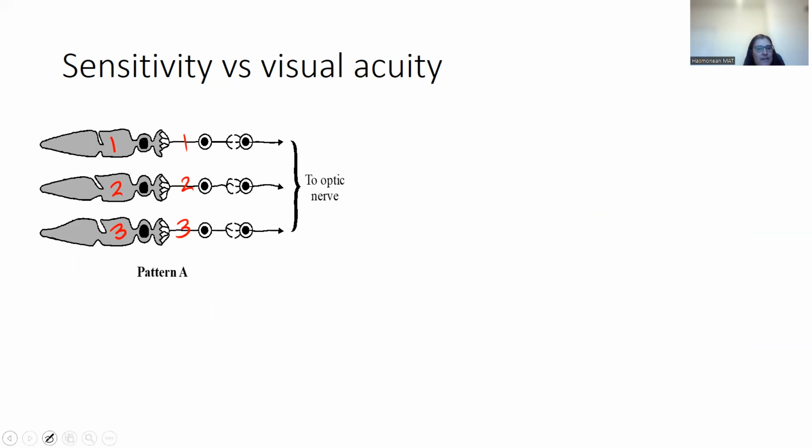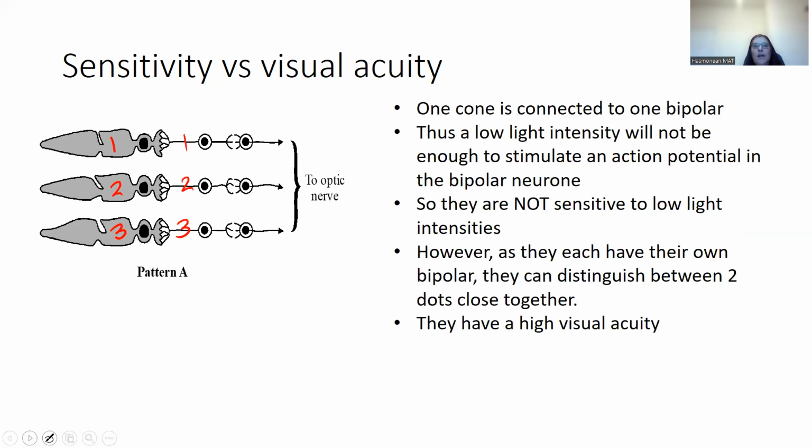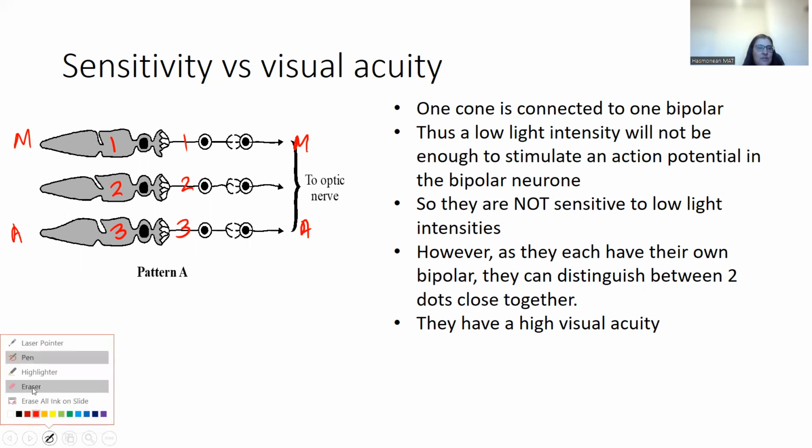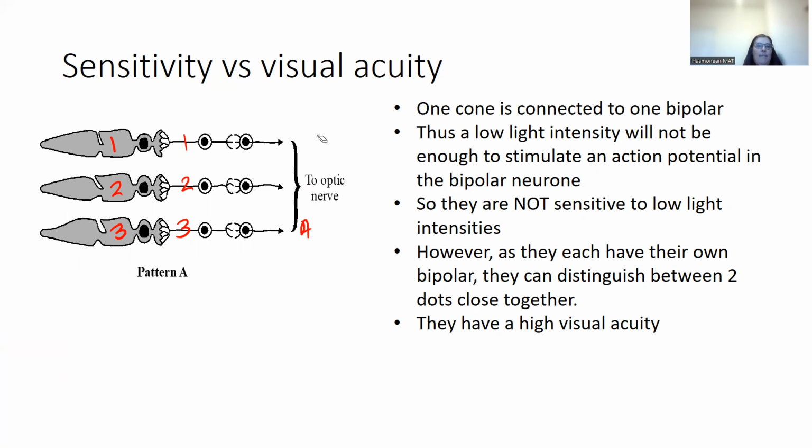Now that's good, because by having your own bipolar, it means that you will be able to see 2 things that are close together. You will be able to distinguish and see the space, but the negative to that, the counter argument, so to speak, is that because they each have their own one, if low light intensities fall on my bipolars, it's not going to be enough to generate an action potential. So cones are only sensitive to high intensities of light.